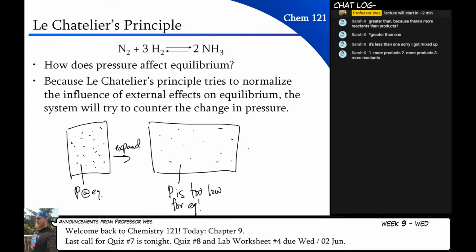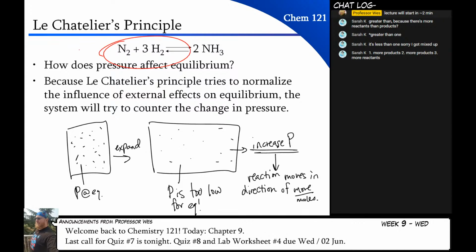So what do I need to do? I need to increase the pressure to get back to equilibrium, right? How do I do that? Well, the reaction moves in the direction of more moles. And in this case, that would be the reactants, because the reactants have more moles.